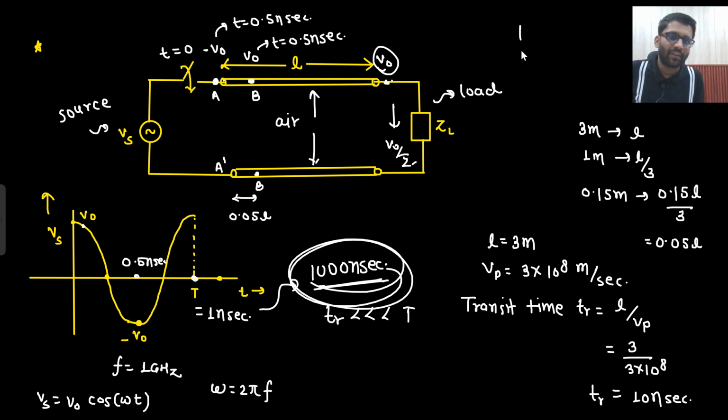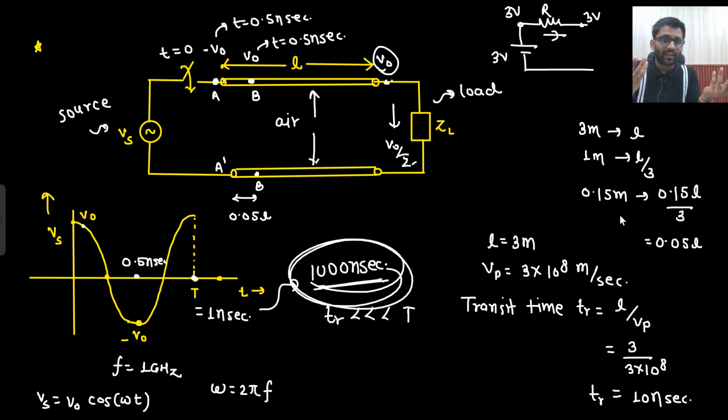Is that clear to you? If I ask you, this is a resistor and this is 3 volt. What is the current in this resistance R? What will you say? Sir, 0 current, because there is no load. Basically here also there is 3 volt, here also there is 3 volt. So where would the current flow? The current cannot flow, right? So same thing is happening here. But that will happen only if your transient time is very, very less than the time period.